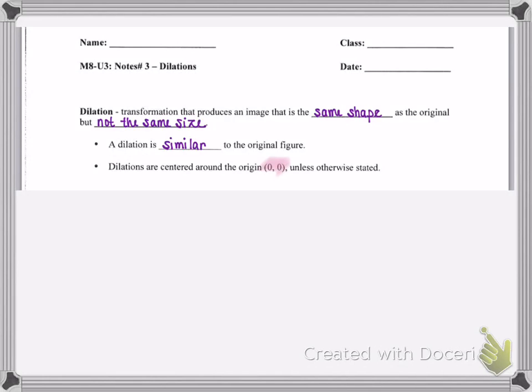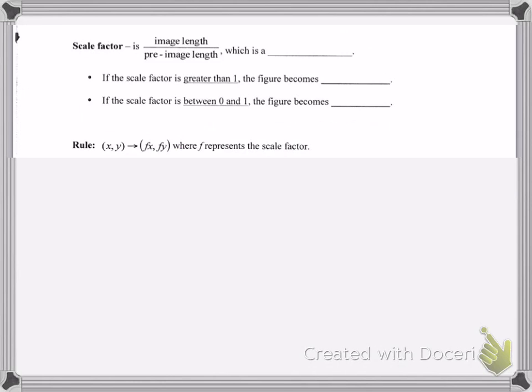We talk about the degree that we're dilating something by as the scale factor. It is equal to the fraction of the image length over the pre-image length. And just a reminder on the vocab there, the image is the new figure after you've done the transformation. The pre-image is your original figure. This is a ratio, which you learned about in 7th grade.